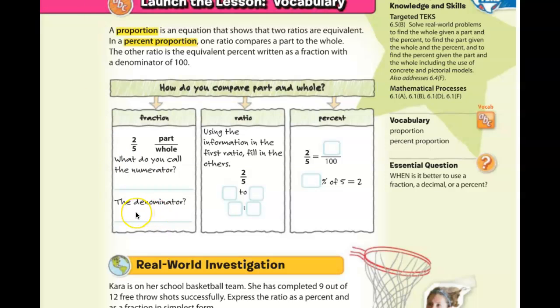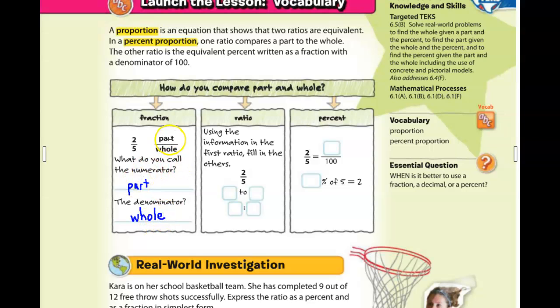Okay, thanks for answering that. Before I show the answer, though, I'm going to ask you the second part of the question, which is the denominator. Is the denominator describing the part of the whole, or is it describing the whole? Go ahead and answer that. Very good. If you said the numerator was the part, you're exactly right, and the denominator is the whole.